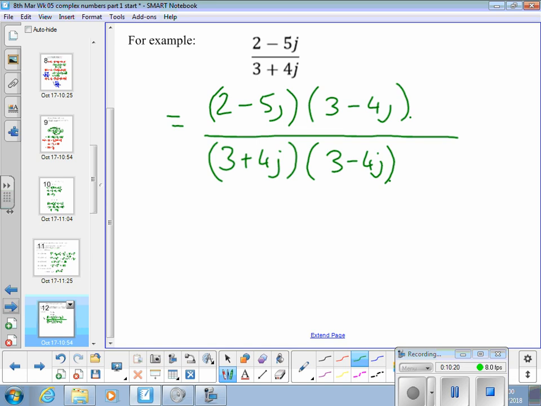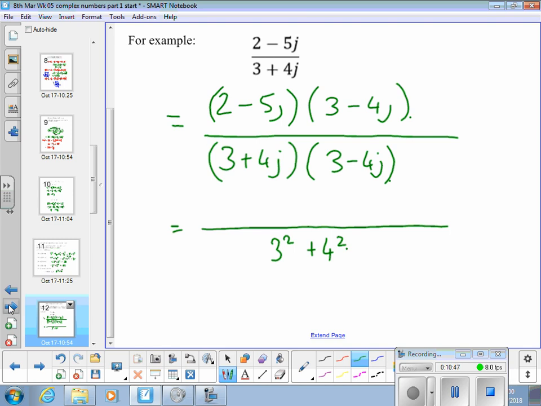Alright, we already know from what we've just been doing that this bottom piece turns out to be 3 squared plus 4 squared. Happy with that? Yeah, and if you don't remember it, you're just going to have to do the multiplication out, and that's what you'll end up with, a constant.